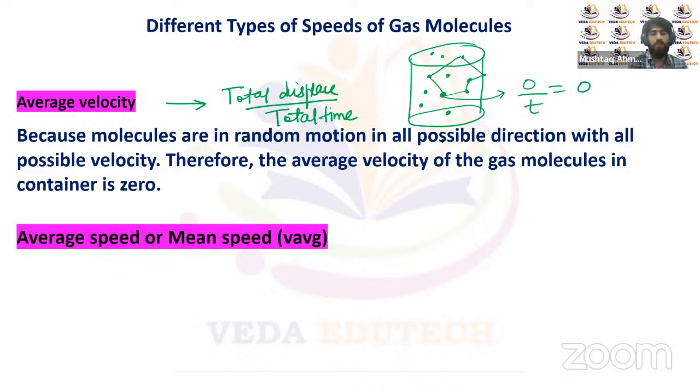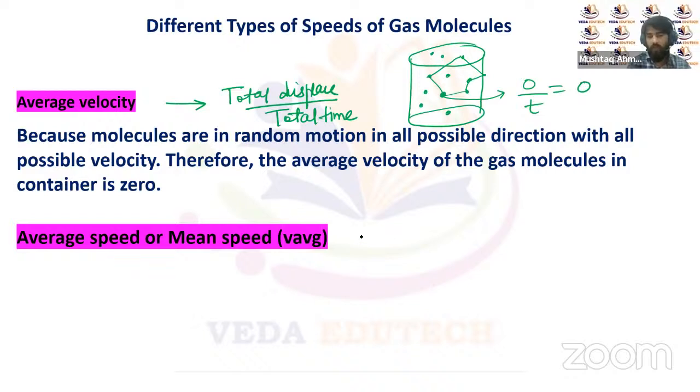Now, talking about the average speed, the average speed will not be zero. The average speed will be a non-zero quantity. So the average speed of gas molecules will be a non-zero quantity.